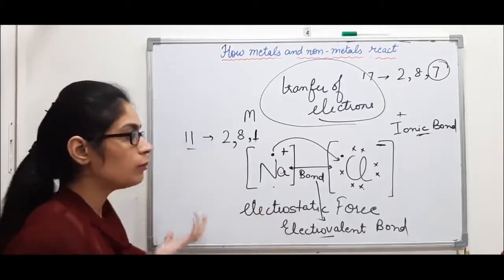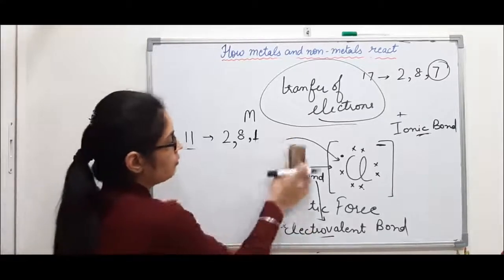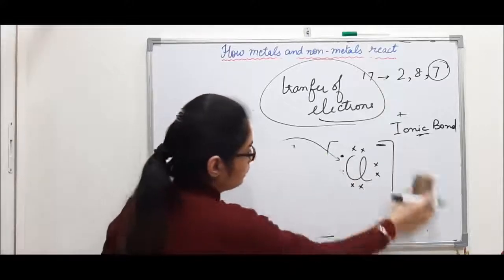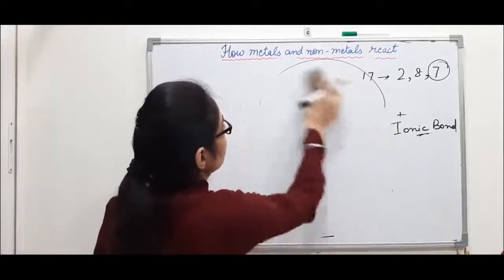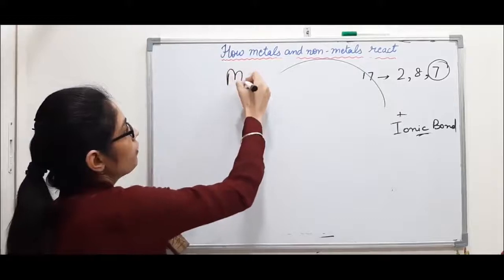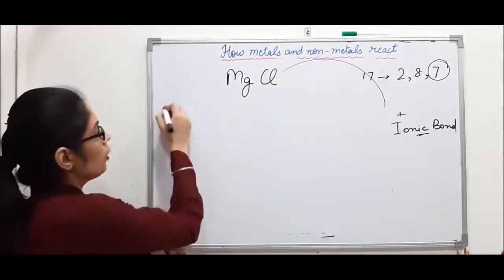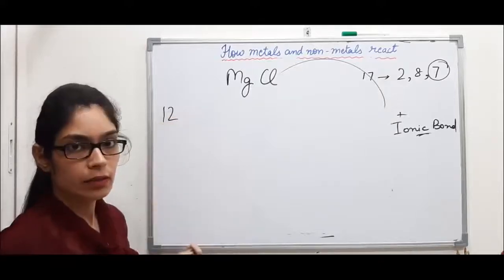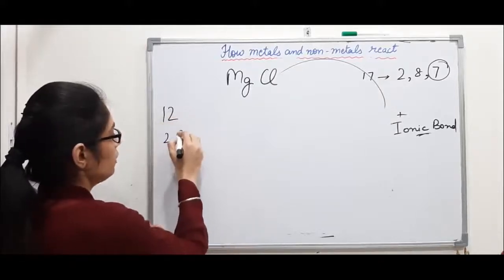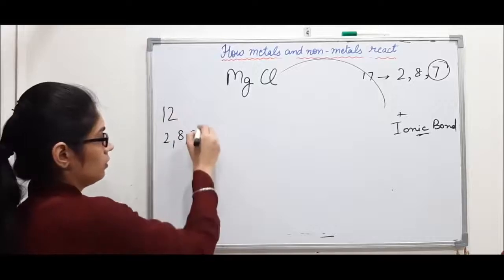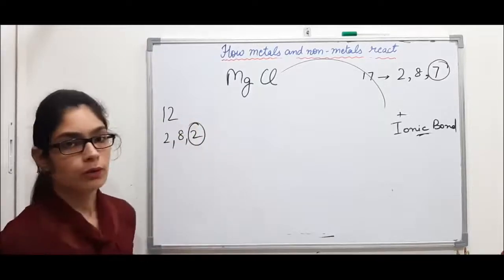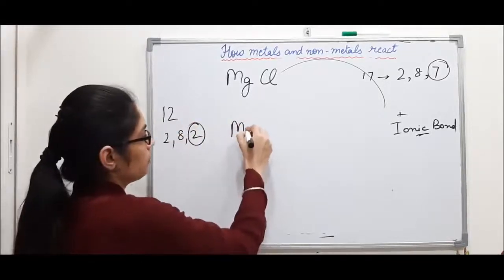So we can take one more, similar example. Let's take the example of magnesium chloride now. Magnesium has atomic number 12 and its electronic configuration is 2, 8, 2. There are 2 electrons in the outermost shell, so that's what we need.